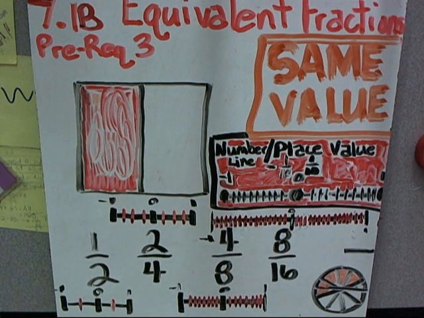We're going to go over equivalent fractions. It's a prerequisite, number 3 for 7.1b. Okay, and everybody should know that equivalent fractions have the same value, even though they may have different numbers.